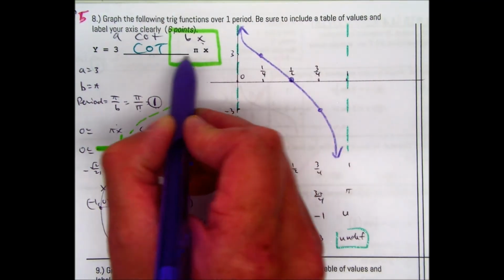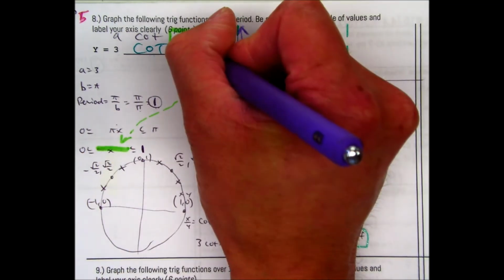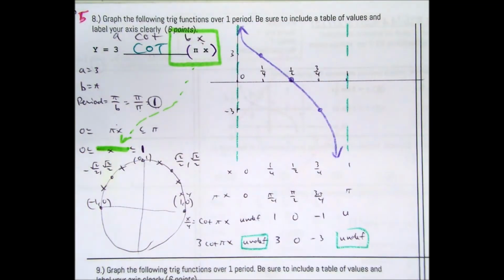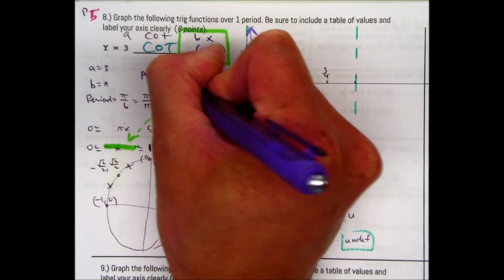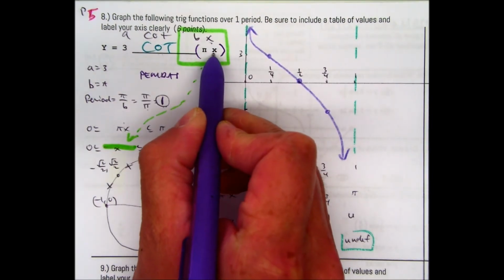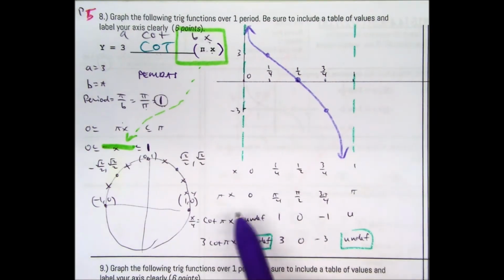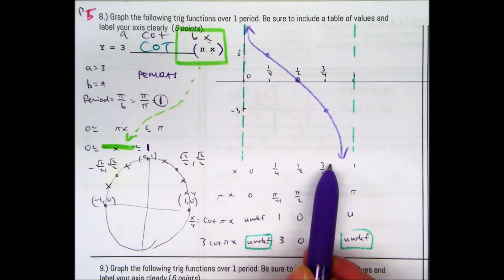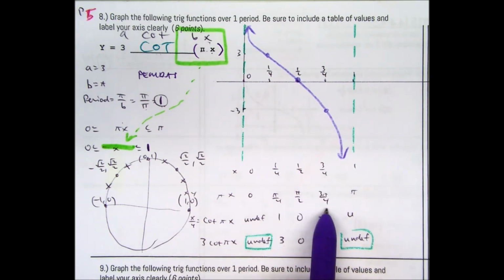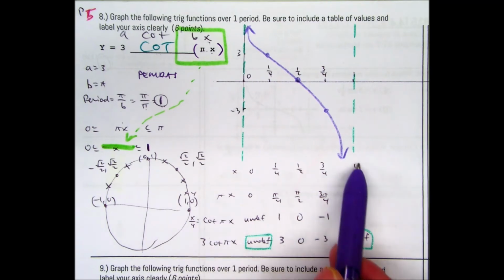Now, when you're looking at this here, you're essentially doing PEMDAS. You're doing what's in the parentheses first, so you're writing down the x values, and then you're multiplying them by pi. So I'm multiplying this by pi. Pi times 3 is 3 pi. 3 pi divided by 4 is 3 pi over 4. Pi times 1 is just pi.